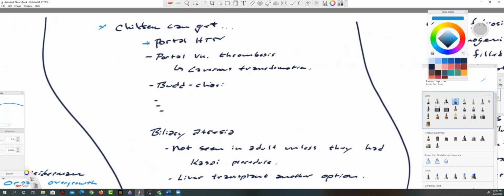They can get portal hypertension. Certainly, if they have cirrhosis, they can get portal hypertension. And we're going to see the same things. You might have reversal of blood flow. You might have caput medusae with the patent umbilical vein. You could have varices, you know, splenic varices, esophageal varices. So same thing as adults.